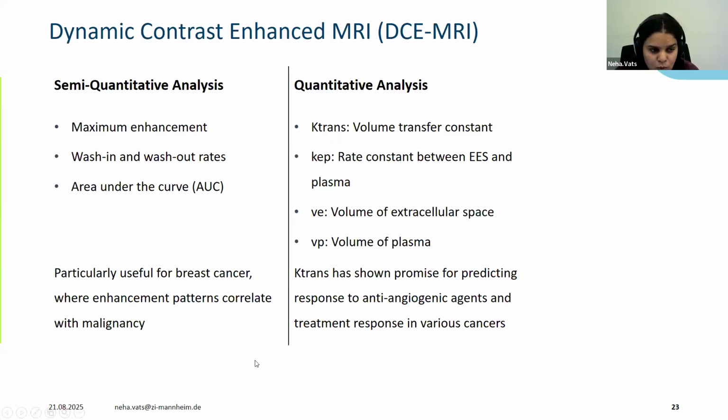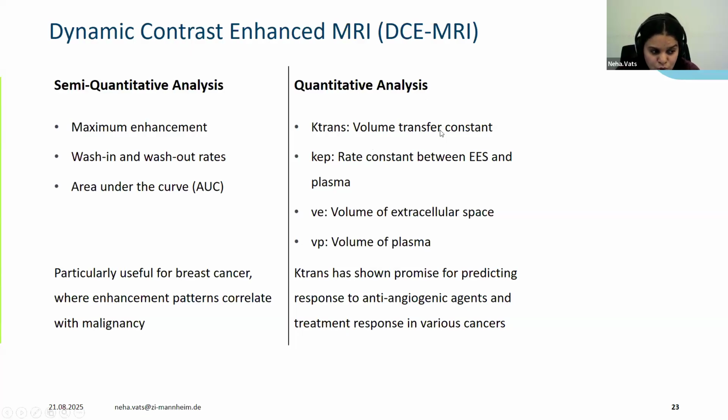We can also do complete quantitative analysis, where we can measure certain parameters with the help of some mathematical modeling techniques. So we have these dynamic contrast images, and we use some mathematical models to compute those parameters. Some parameters are K-trans, that is volume transfer constant of the contrast agent. KEP, rate constant between extracellular extravascular space and plasma, the transfer rate of the contrast. Volume of contrast in the extracellular space, VE, or volume of plasma, VP.